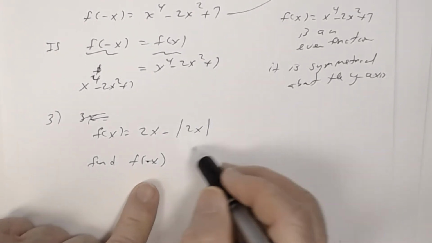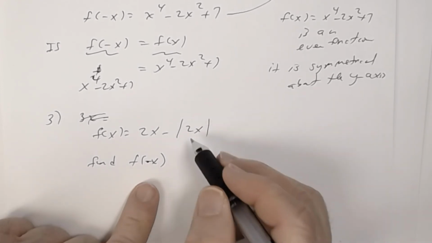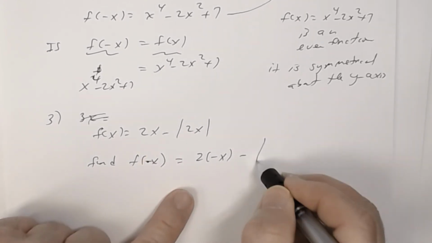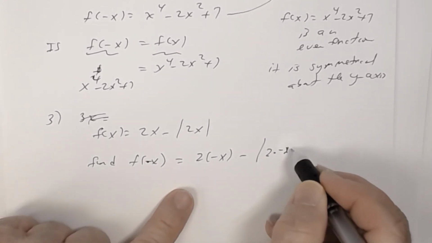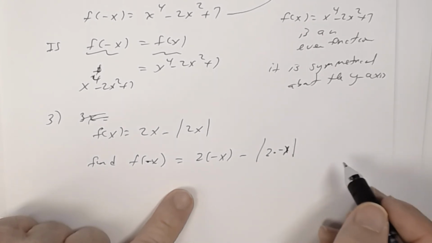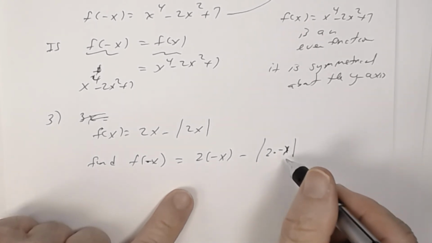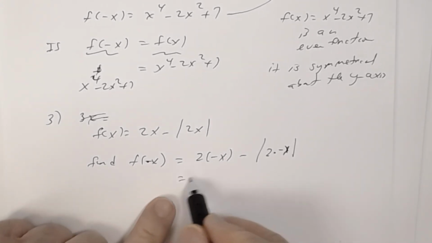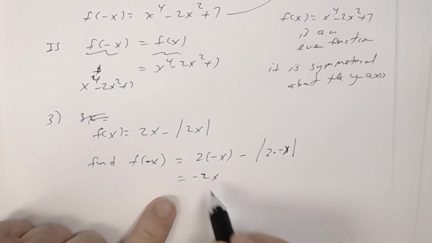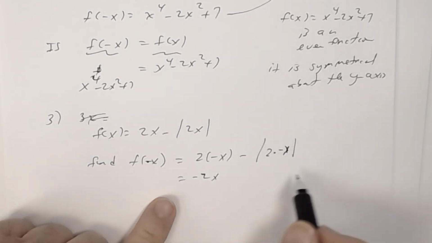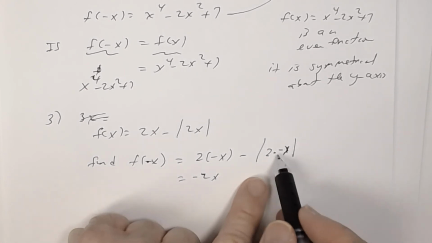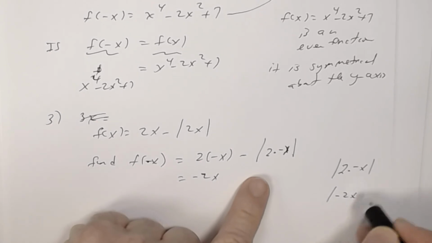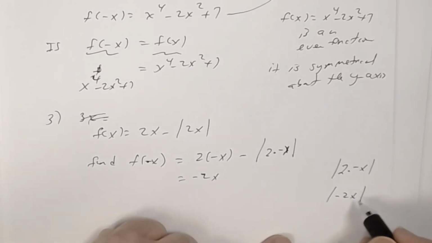All right, now don't get too confused about the absolute value here. It's not that bad. So I'm going to get 2 times the negative x minus the absolute value of 2 times the negative x, right? Okay? All right. Now, here's what I want you to think about. So this right here becomes negative 2x. That's easy to see, correct? All right. And you see this right here, 2 times the negative x? Y'all agree that means the same thing as negative 2x, right? Negative 2x.